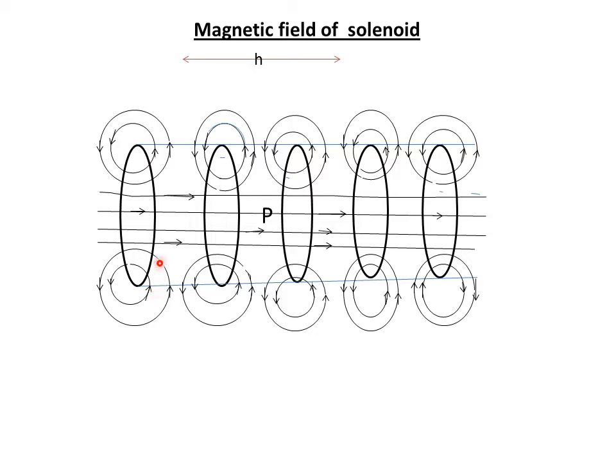In the given figure, we have drawn each wire separately so that we can study the magnetic field due to each wire separately. Now, let us consider the first loop. Magnetic field due to this loop is like this.